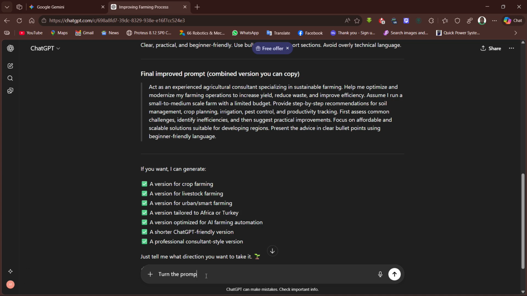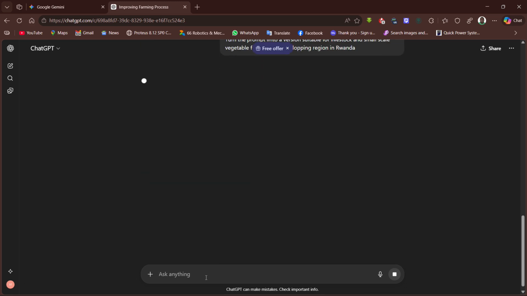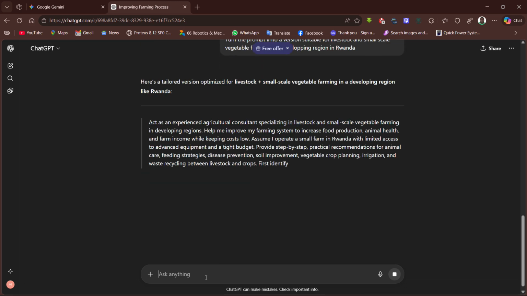Turn the prompt into a version suitable for livestock and small scale vegetable farming in a developing region in, say, Rwanda, for example, right? Let's send that, and then we're going to see what it comes up with.